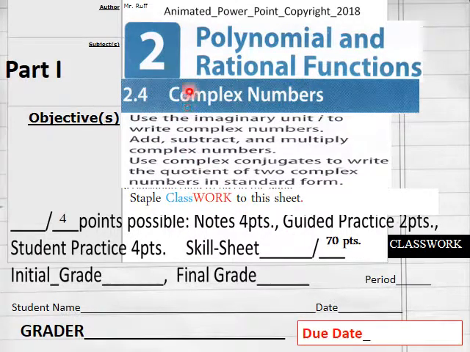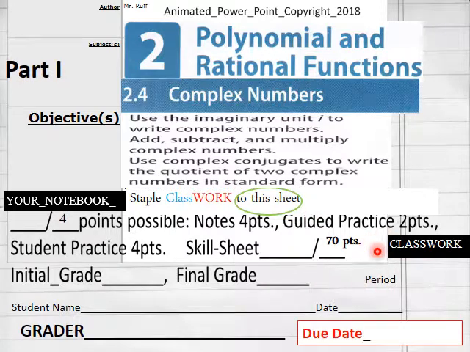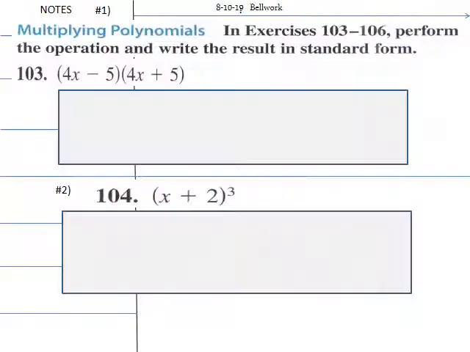And today we've got 2.4 complex numbers, part 1. We've got 70 points of classwork here, so the note-taking guide would really be nice. For this lesson, you've got 4 points here to go into your notebook.